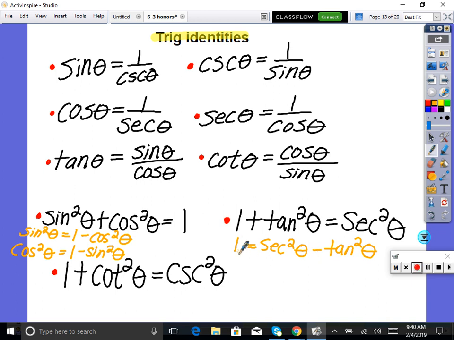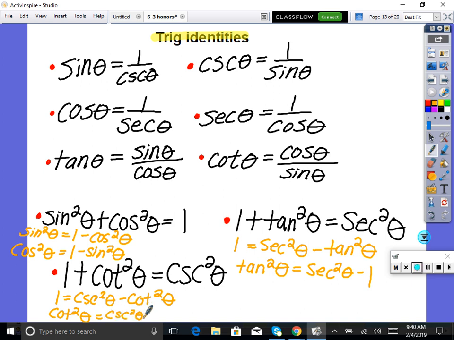And then let's go again. If we were going to get tangent squared by itself, tangent squared theta, wouldn't that be secant squared theta minus 1? Okay. And then 1 plus cotangent squared theta is more simplified as cosecant squared theta, because there's only one term here. And then just the variations. So 1 is equal to cosecant squared theta minus cotangent squared theta. And we also know that cotangent squared theta is equal to cosecant squared theta minus 1.